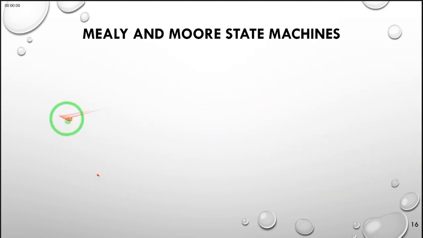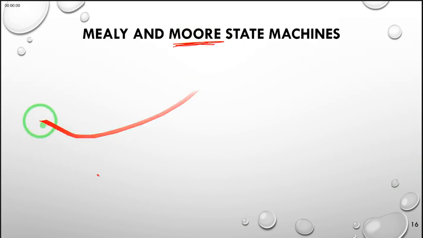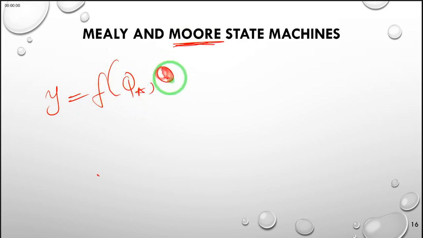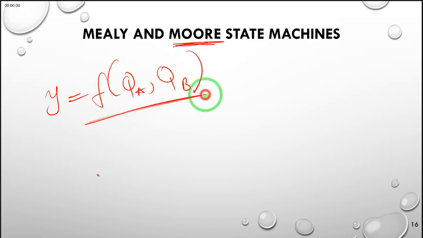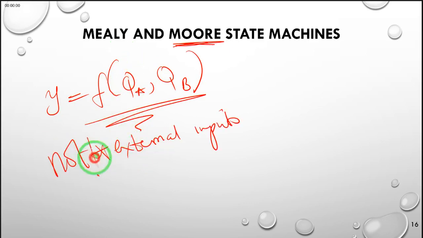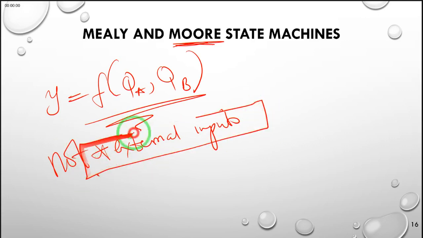Our second type of state machine is the Moore machine, and we say that in this second type, the external output, maybe y, is only a function of the present states, which we may express as the states of the flip-flops in our state machine. So what we notice here is that it does not depend on any external inputs.